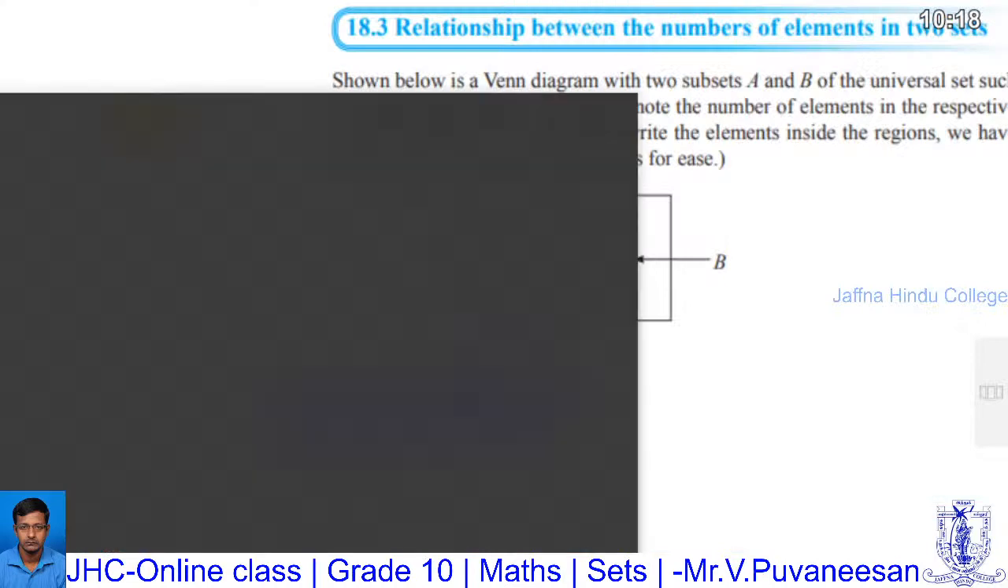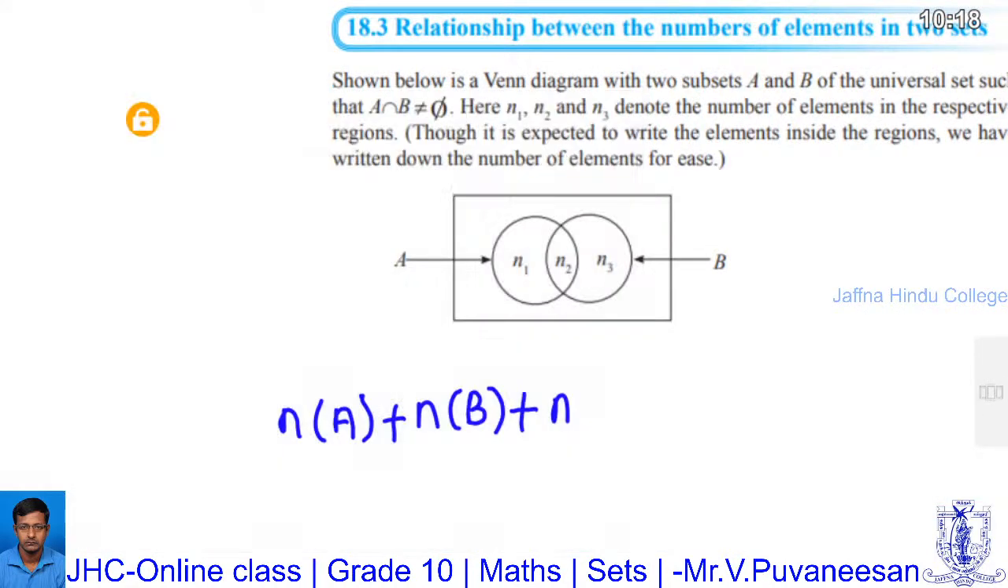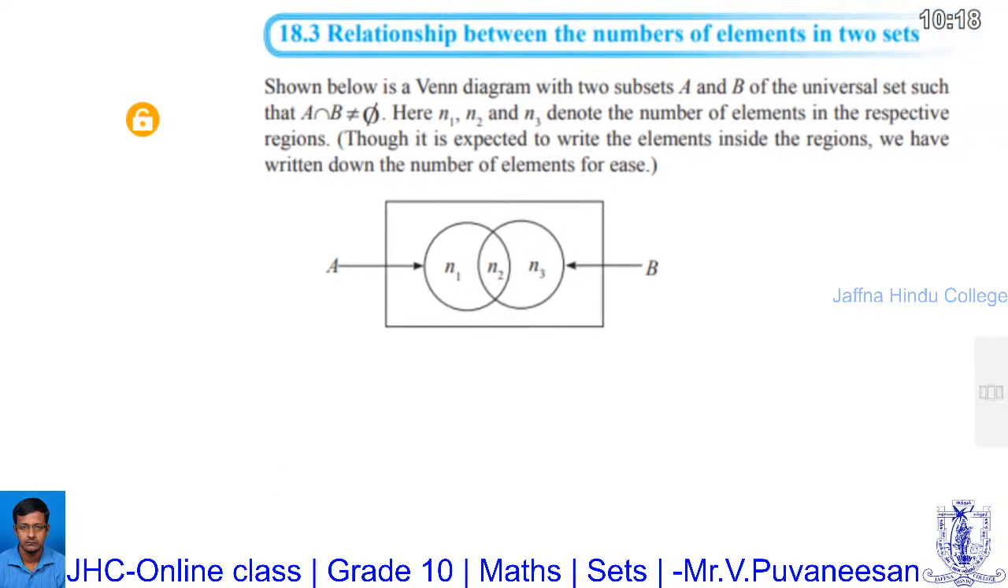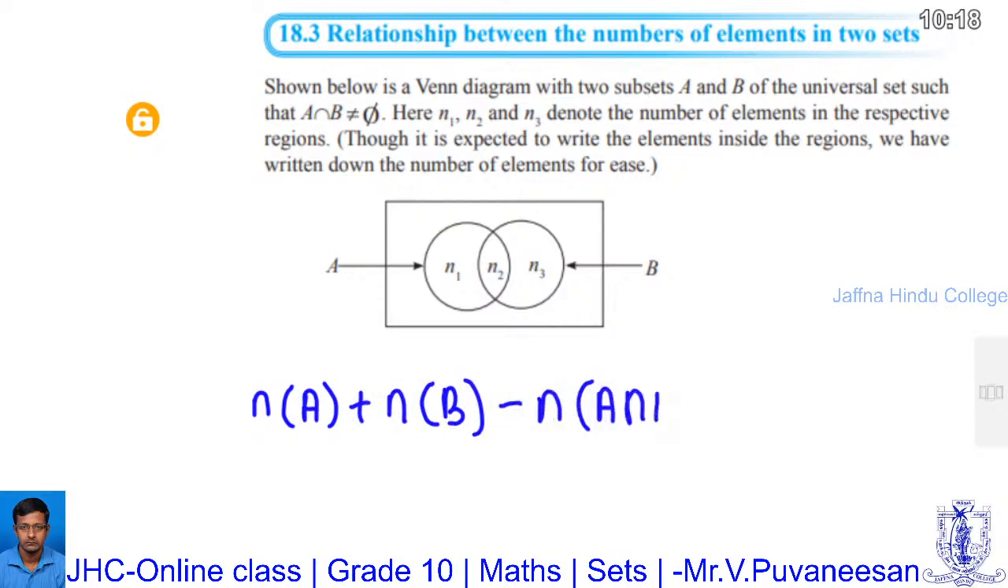Okay, good morning students. In the last class we learned the relationship between the number of elements in two sets. If we consider two sets A and B, number of A plus number of B minus number of A intersection B equals number of A union B.